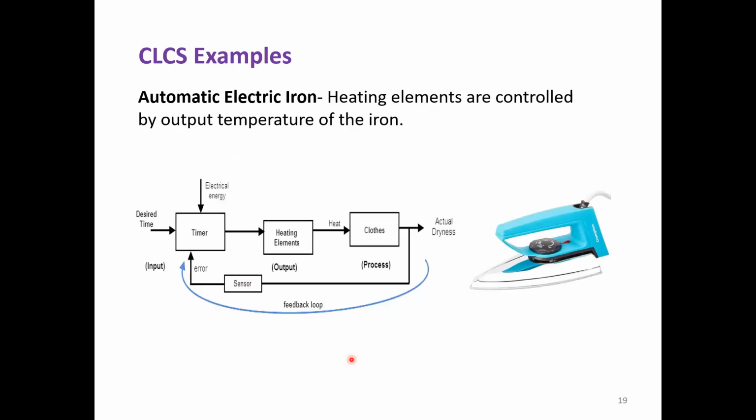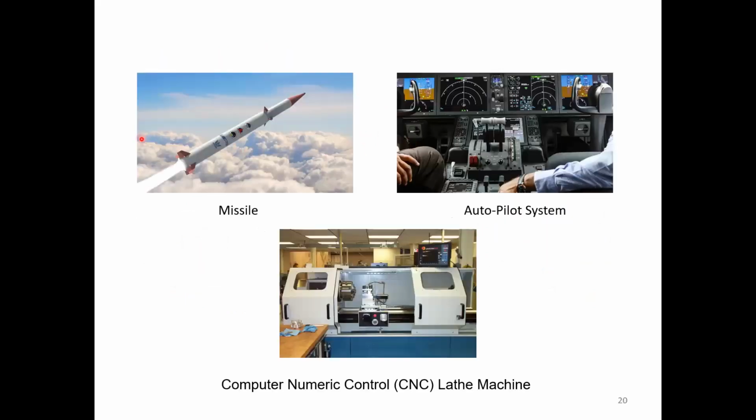Now move on. What are the examples of closed loop control system? Automatic electric iron. Electric iron heating elements are controlled by the output temperature of the iron. Some examples are missile, autopilot system, CNC machine, computer numeric control lathe machine. These all are examples of closed loop control system.